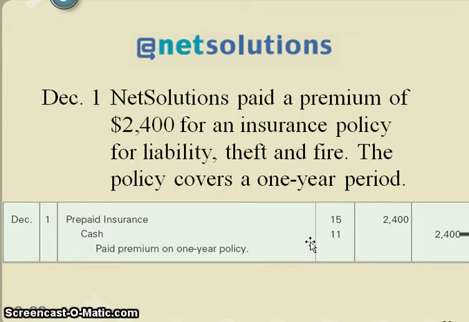NetSolutions paid a premium of $2,400 for an insurance policy for liability, theft, and fire. The policy covers a 1-year period. When you pay for a service in advance, whether it be a magazine subscription or a cell phone or whatever the case may be, that's going to be called a prepaid account. So in this case you paid in advance for an entire year, $2,400 for an insurance policy. So with that, you decrease your cash by $2,400, but you also now have this asset of prepaid insurance. For anything that you see as prepaid, that's going to be an asset to you.